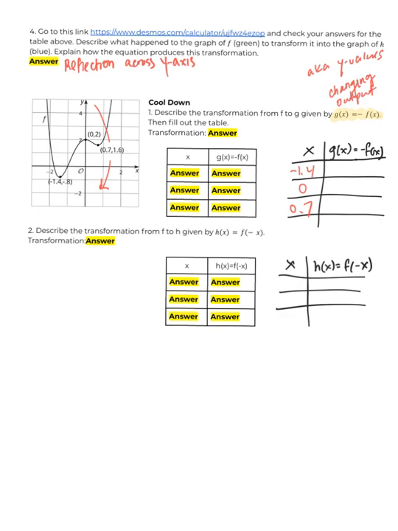Okay, if you look at the y values, it used to be negative 0.8, 2, and 1.6, but now they're going to change signs. So negative of negative 0.8 will be positive 0.8, and then positive 2 would now be negative 2, and then 1.6 would now be negative 1.6.